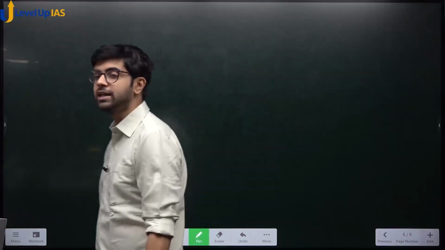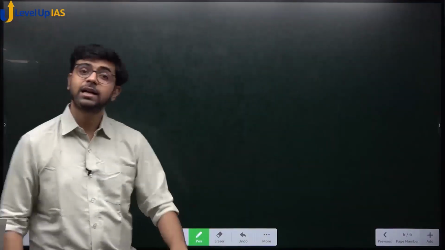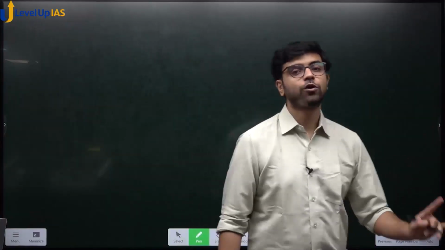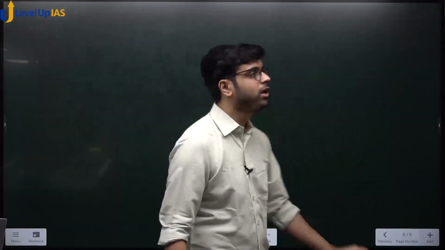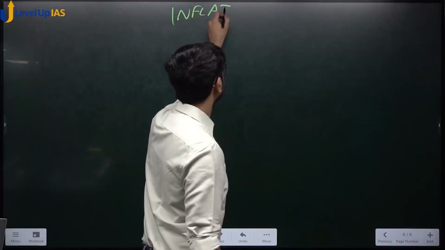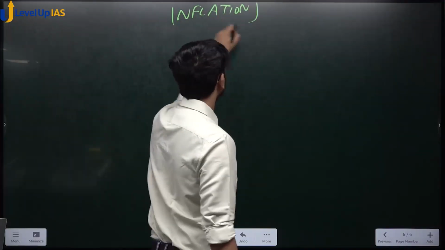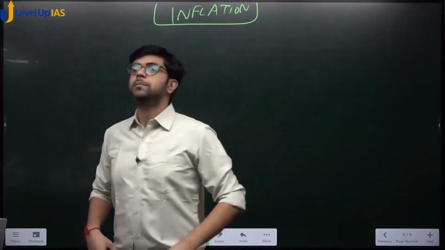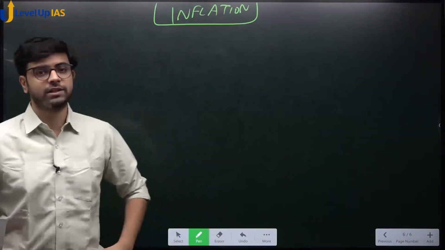So it was decided that RBI should target, and this was decided in 2016. Bear in mind, RBI should target only one indicator, and that is what? Baki RBI will not see anything. I mean, it will take into consideration all those factors, but its actions would be based on inflation.